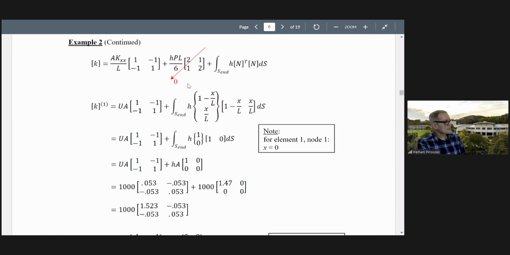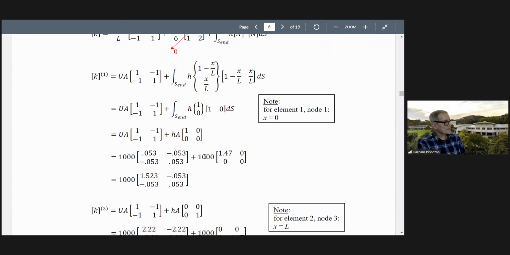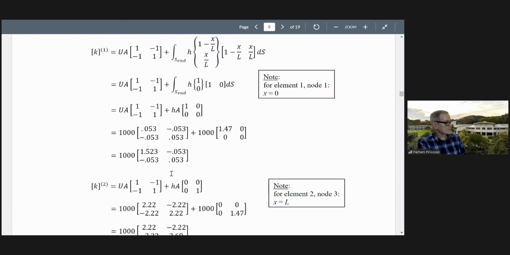This one is 0, so this term here is for the tip of this element. It is actually giving this one. This is for the tip of that element. Plug the values here. That would be K.